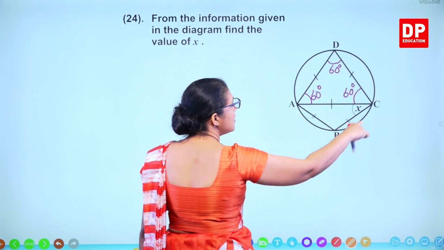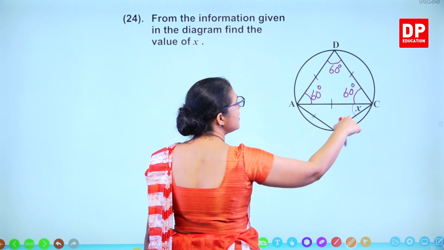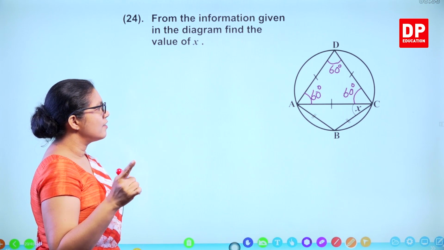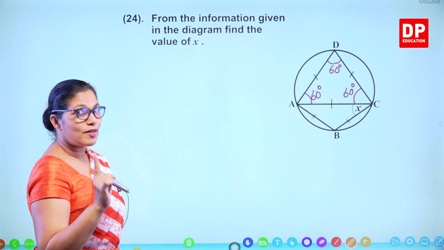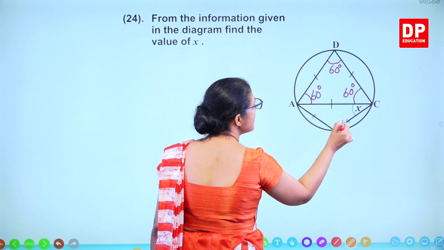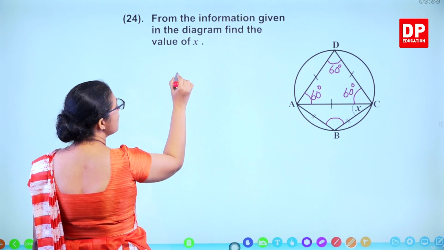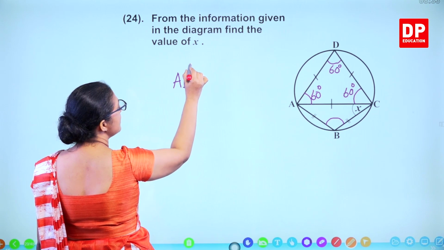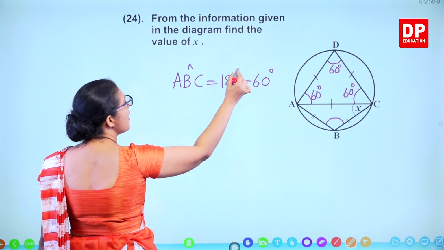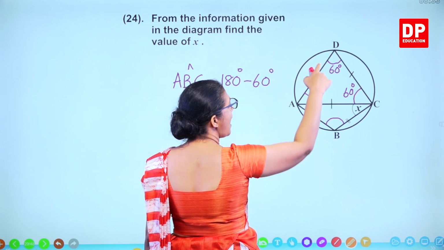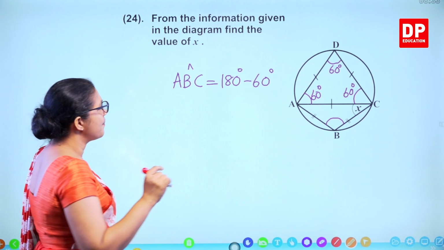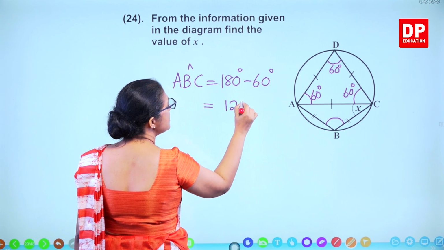And then this is a circle and this is a cyclic quadrilateral inside the circle. So for a cyclic quadrilateral, what's the property? Opposite angles add up to 180. So you can straight away find out angle ABC by subtracting 60 from 180 degrees. Opposite angles of a cyclic quadrilateral add up to 180. So you get 120 here.